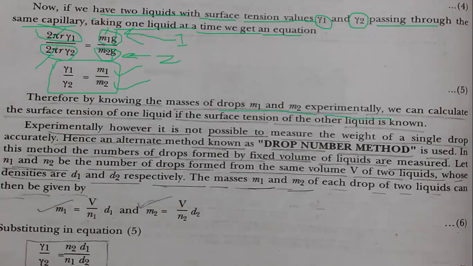Okay, now we can calculate the surface tension of a liquid if the surface tension of the other liquid is known. Remember, to calculate the surface tension of one liquid, we must know the surface tension of the other liquid.